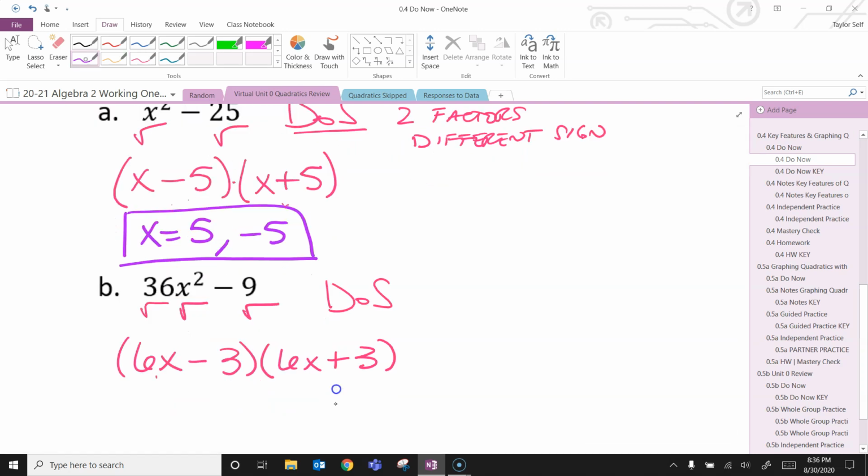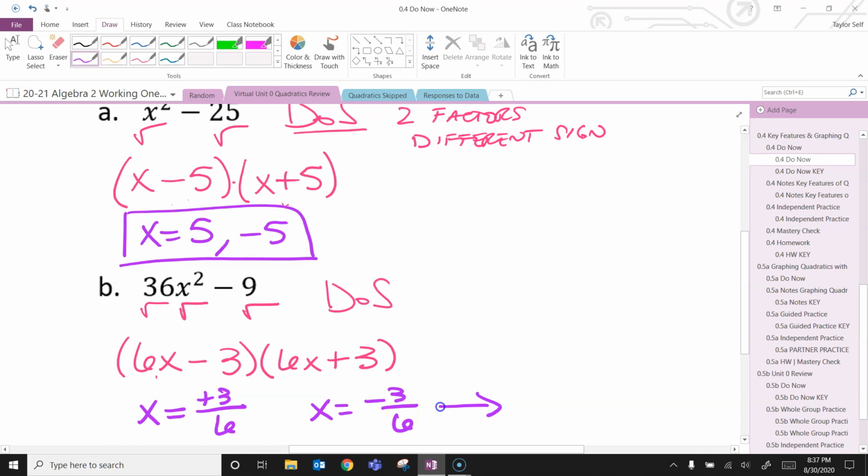And let's solve. X equals, flip the sign, +3, over, divide by whatever's touching x, 6. And x equals -3 divided by 6. All right, now we can simplify. So let's simplify these. X equals plus or minus 3 divided by 6 is 1/2.